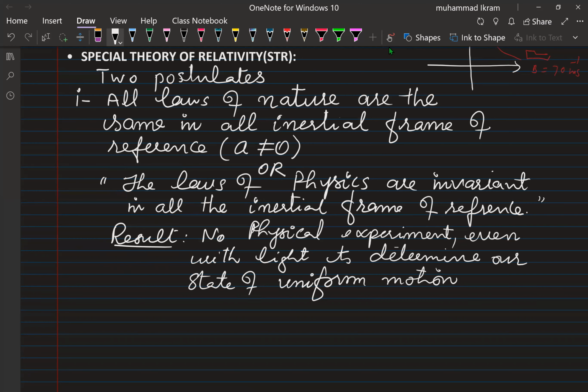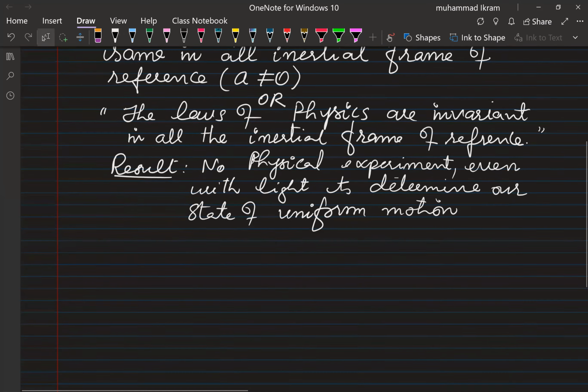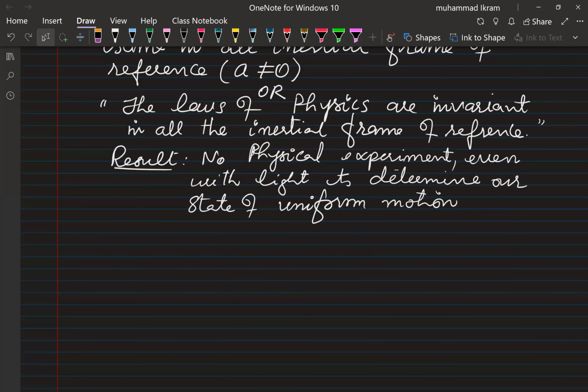That there is no experiment which can tell us about our state of uniform motion, whether we are at rest or whether we are in uniform motion. So in our frame of reference, which is inertial, no experiment can predict our motion. There is no way that we can do this. So what does this mean in reality?